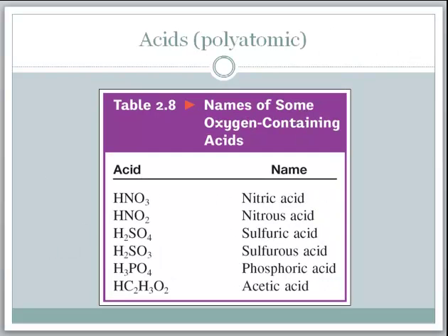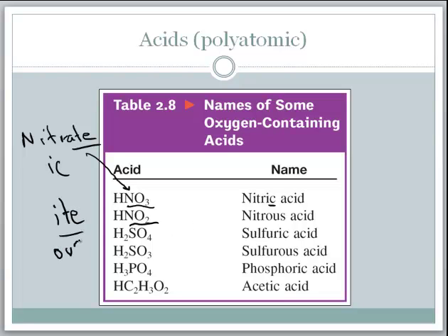The polyatomic acids are a little bit different. As you can see, you've got hydrogen attached to a polyatomic. The rule is if the prefix with the acid ends in an ATE, in other words, that polyatomic is nitrate, the acid gets an IC ending, so nitric acid. Nitrite ends in ITE, the acid gets an OUS ending, so nitrous acid.